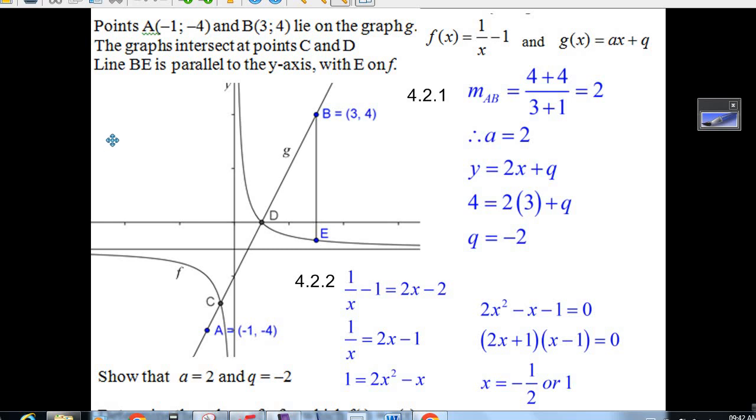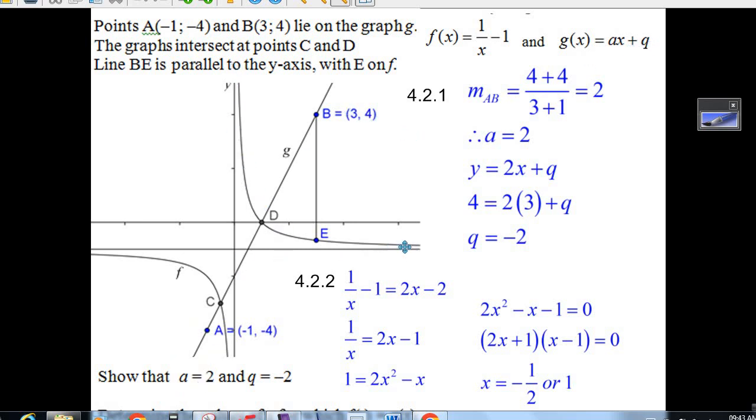Okay, let's try the next function question. First, it says you've got 2 points. A is (-1, -4) and B is (3, 4), and they lie on this graph of g, and you should know that's a straight line. And they give the function g of x equals ax plus q, and they give you those 2 points.